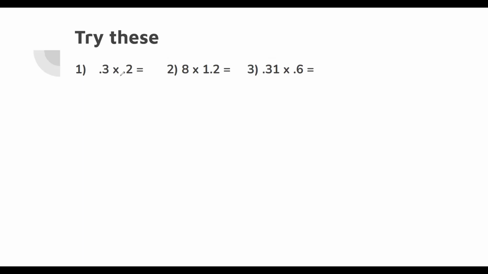All right, 0.3 times 0.2. Well, 3 times 2 is 6. So I'm going to move the decimal 1, 2 places. So 1, 2.